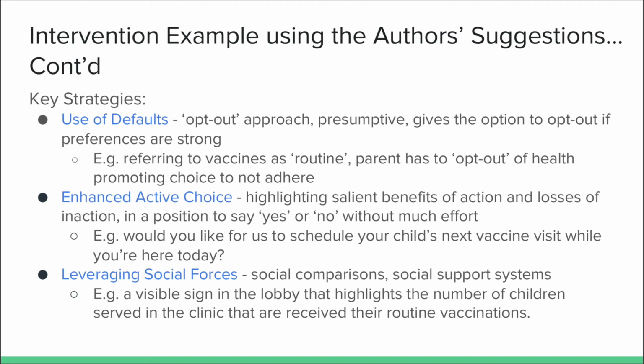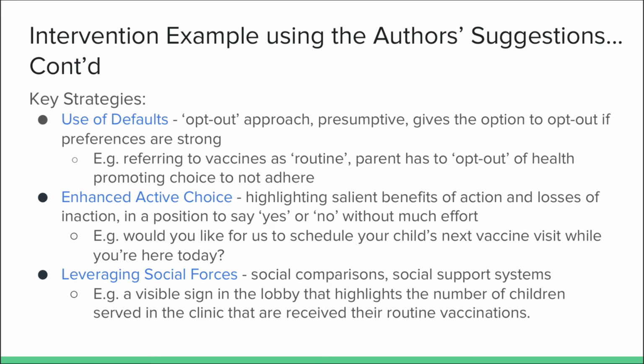The article mentions that there have been meaningful increases in vaccination rates in clinical settings where pediatricians used opt-out styles rather than opt-in styles to communicate vaccine adherence. So one example of opt-out styles is referring to vaccines as routine by the physician or receptionist in the clinical setting. And in that situation, the parent would have to verbally opt out of the health-promoting choice and not adhere to the routine health action.